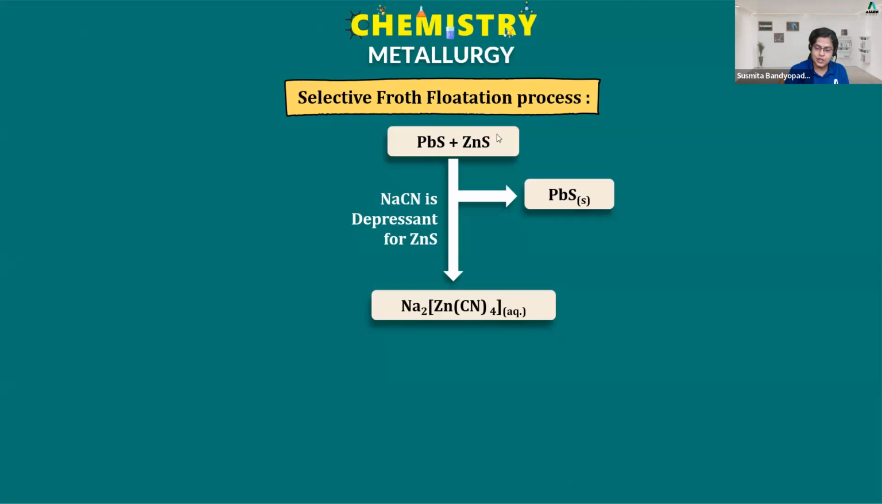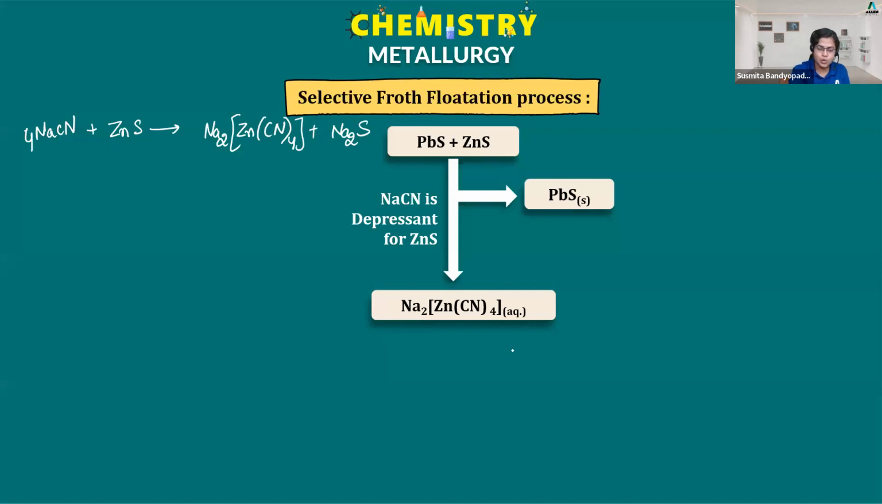I'll explain. Students, I'll use NaCN. NaCN will be used as a depressant, meaning NaCN will selectively react with ZnS and the following complex, Na2[Zn(CN)4], will be produced. I was just checking the balancing. Four, four, Zn is done.